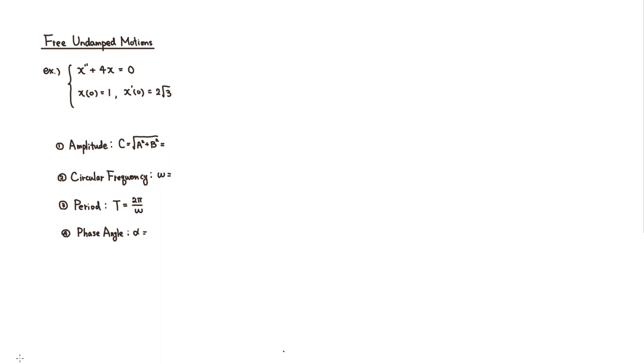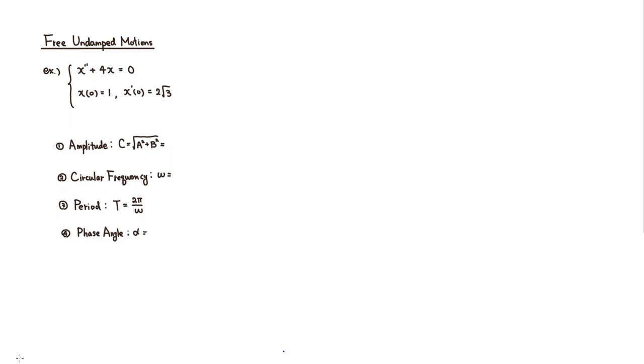Alright, let's look at an example of a free undamped motion. Here's the initial value problem: x double prime plus 4x equals 0, and the initial conditions are x of 0 is equal to 1 and x prime of 0 is equal to 2 square root of 3.